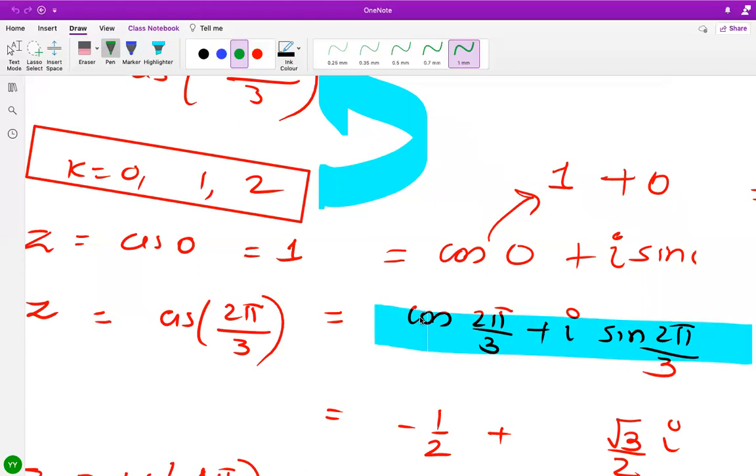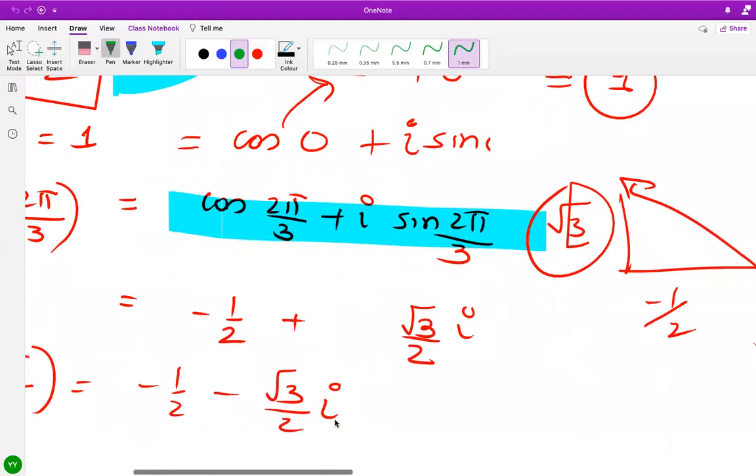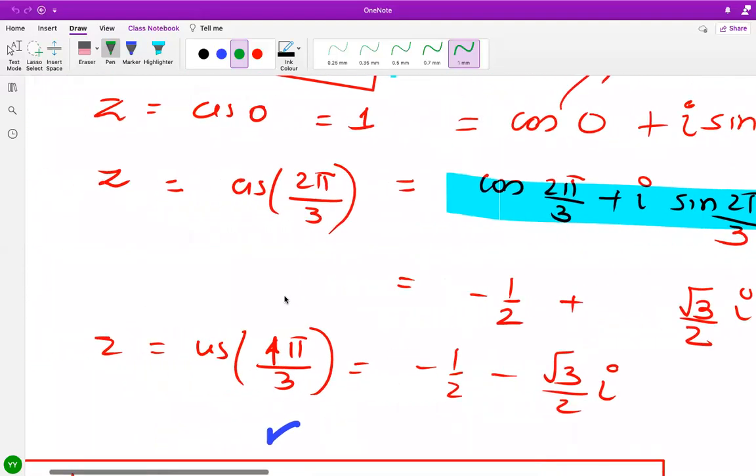Now, when you find out cos 2 pi by 3, this ratio is basically -half, and sine is √3/2. Just to explain, this is where the complex number is in the second quadrant. So cos 2 pi by 3 is -half, which is the same as cos 60 to be very honest, and you take negative because it is in the second quadrant. And so is your third complex number. Now you put k as 2, you get cis 4 pi by 3. Now what is cis 4 pi by 3?